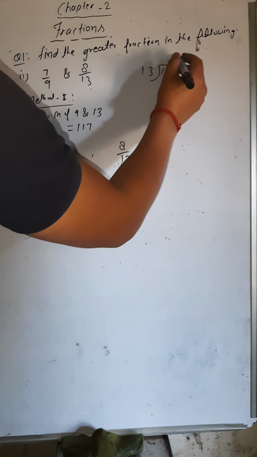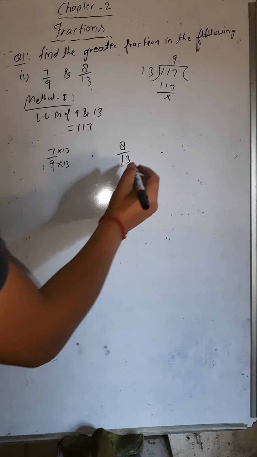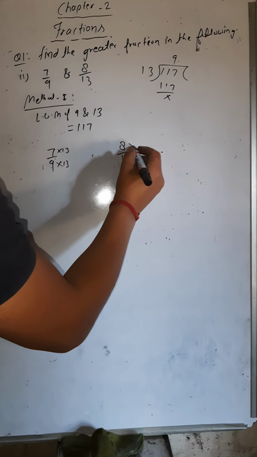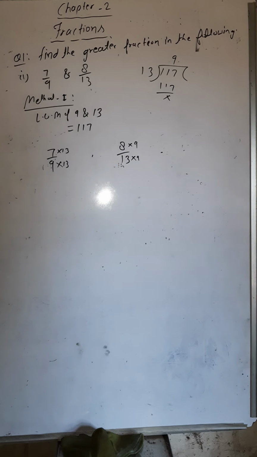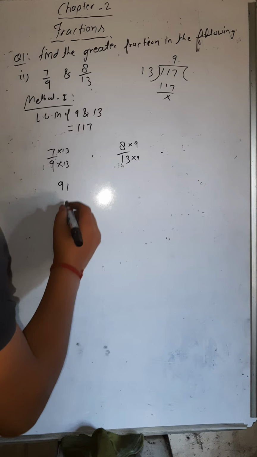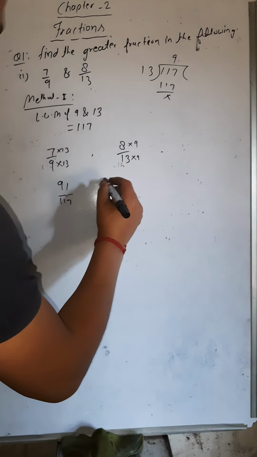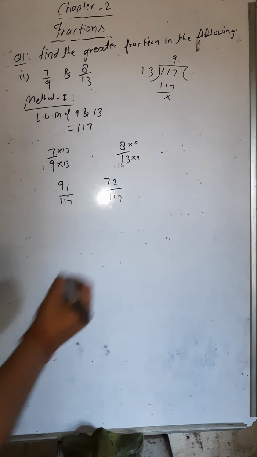117 by 13, 13 nines are 117. So how much is coming? 9. So it means you multiply the denominator by 9 as well as the numerator by 9. Now multiply: 13 sevens are 91, 13 nines are 117. Here 8 nines are 72, 13 nines are 117.